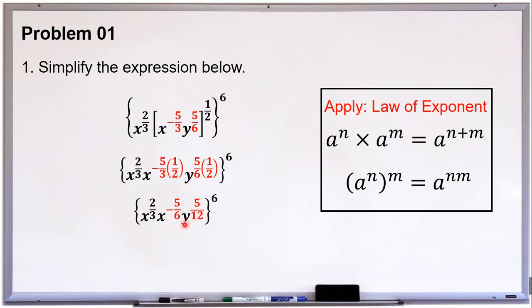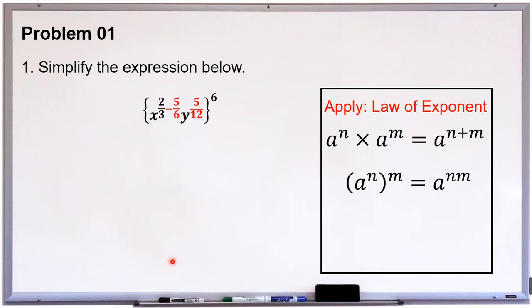The next step is to simplify the expression inside these curly brackets, because we all know that we have the same variables. We have x raised to 2/3 and x raised to negative 5/6. So we're going to apply this law of exponent right here. So simply combine the exponents. So you have x raised to 2/3 minus 5/6. So the result is x raised to negative 1/6. Okay, and then y raised to 5/12.